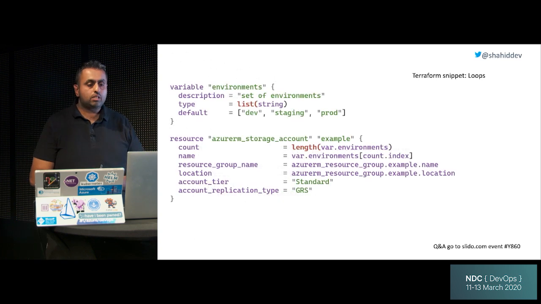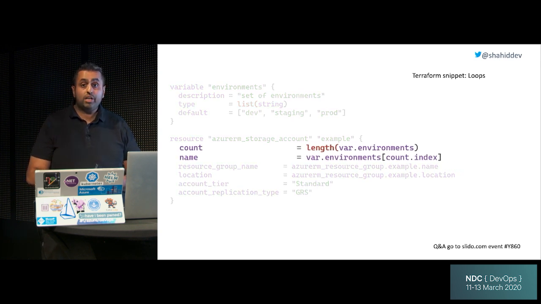Let's take a look at the equivalent, so how we do loops in Terraform. So now we have a variable. It's of type list, and we have dev, staging, and prod. So now what we're doing is a count again, and we're doing the length of the array, and we're just picking the name out from the index of that array. So as I said, these things are achievable in Terraform and ARM, but if you don't work with Terraform and ARM on a daily basis, they are not the easiest things to understand.